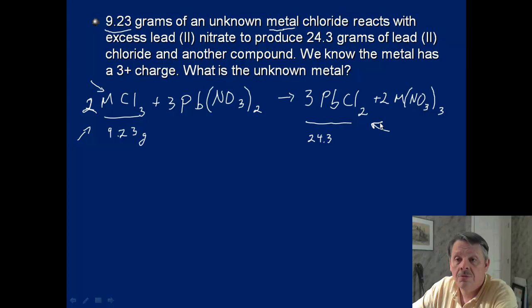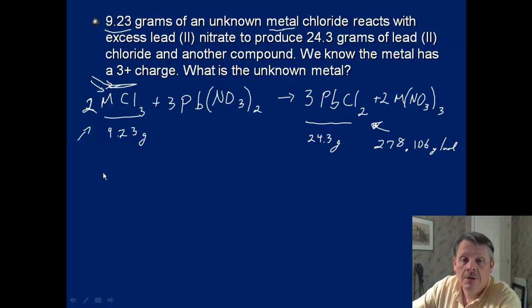So I'm trying to convert to moles of this, and the only way to do that is to convert from moles of this stuff. Well, I can figure out what the mass of lead(II) chloride is. If you look at your periodic table, you can figure that out. I'm not going to waste your time doing it with a calculator, but that's 278.106 grams per mole. Well, that's good, so that means I can now take my 24.3 grams of PbCl2 and convert to moles, and I want to convert to moles of this metal compound over here.